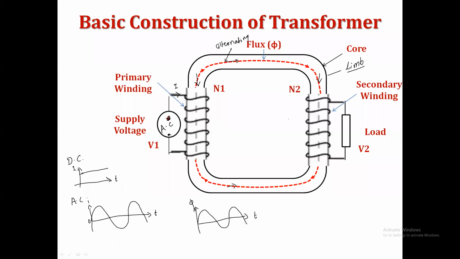So once this alternating flux flows in the core of the transformer, and when this alternating flux links with both the windings, according to Faraday's law, EMF is induced in both the windings. The EMF induced in the primary winding, let's assume it's E1, we call a self-induced EMF. And the EMF induced in the secondary coil, we say it's E2, that we call a mutual induced EMF. Is it that clear? Yes or no?